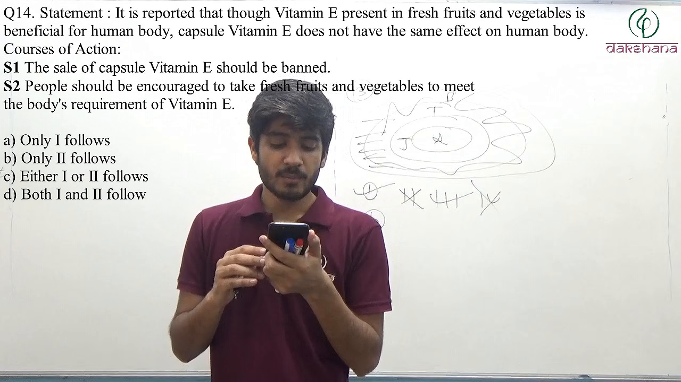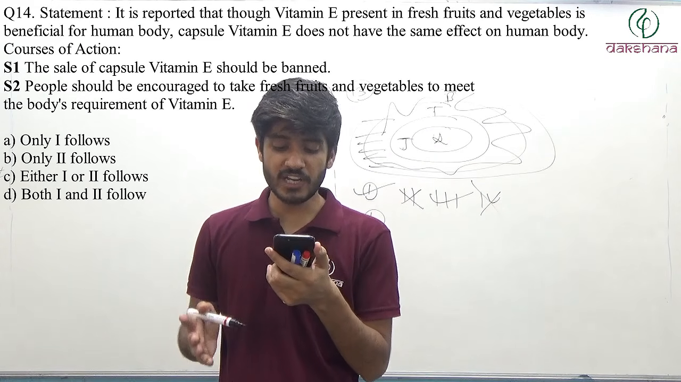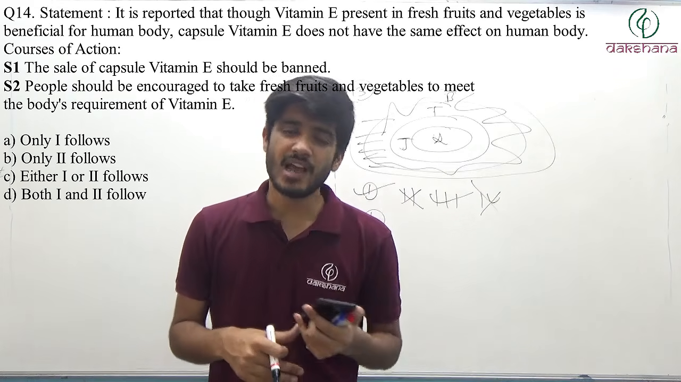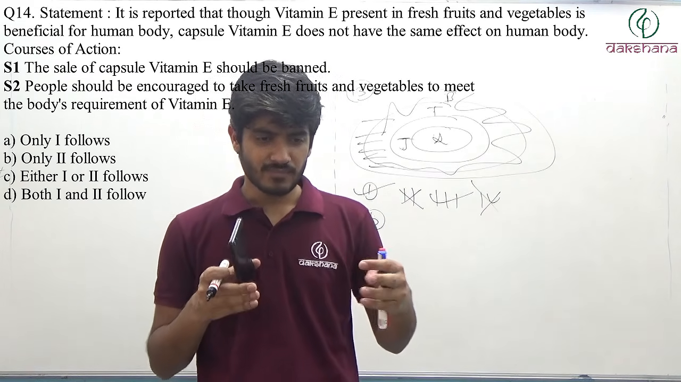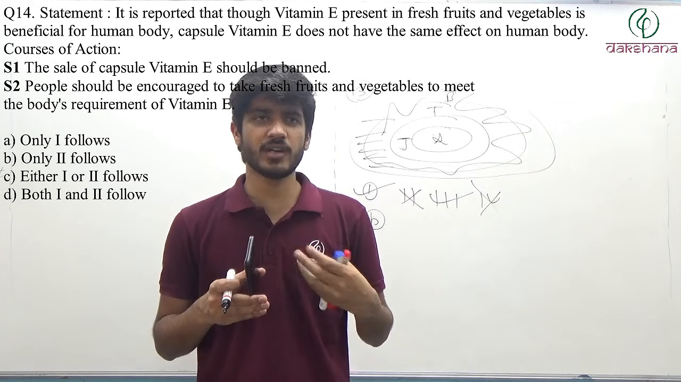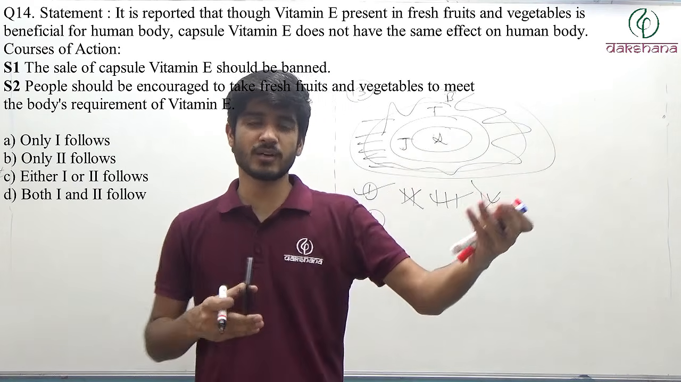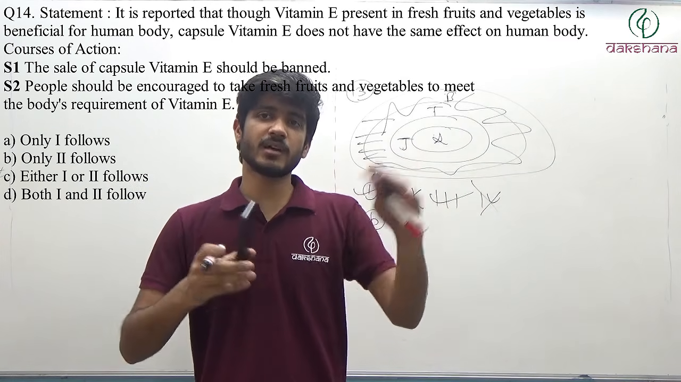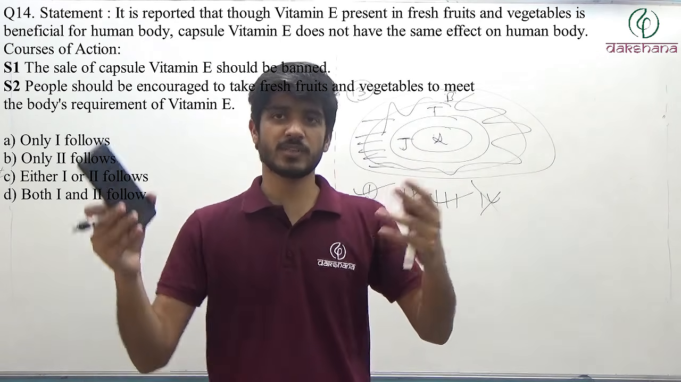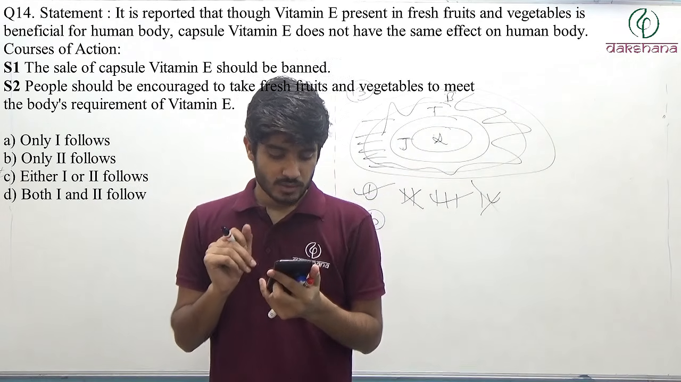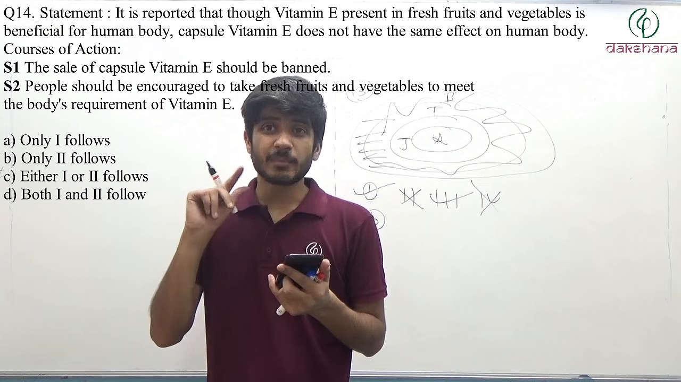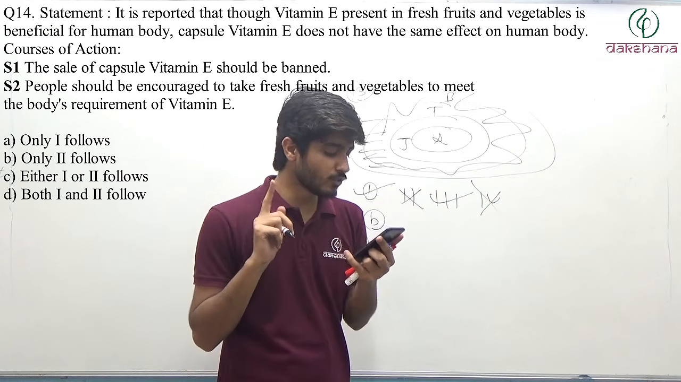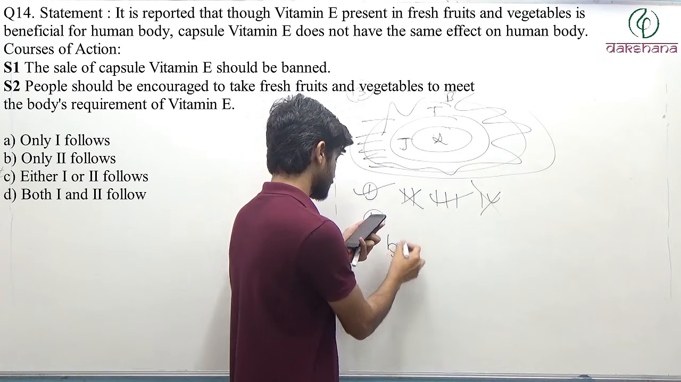Statement 2 says people should be encouraged to take fresh vegetables and fruits to meet their body's requirement of vitamin E. Yes, if fruits and vegetables are more effective in meeting the body's requirement, obviously you should go for the fruits rather than the pills. So that is a wise option. But banning vitamin E completely doesn't make sense, to be honest. So only statement 2 follows, statement 1 does not follow. The right answer would be option number B.